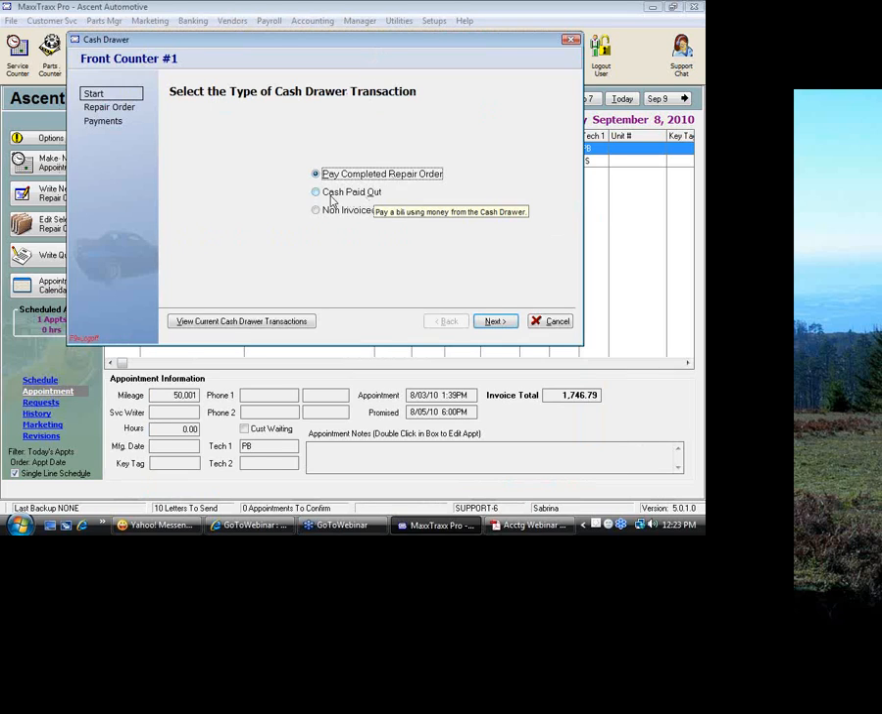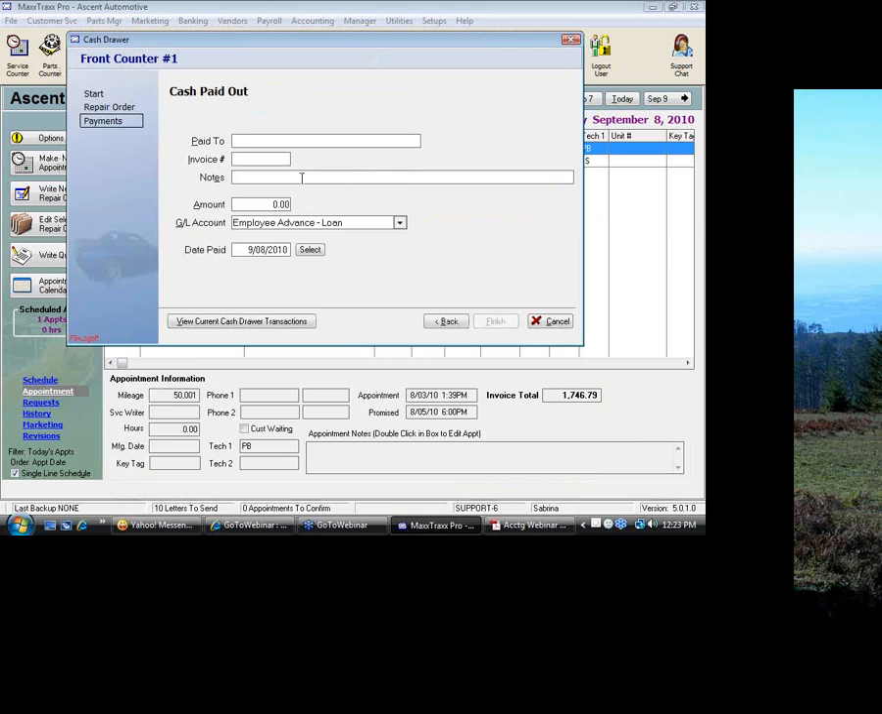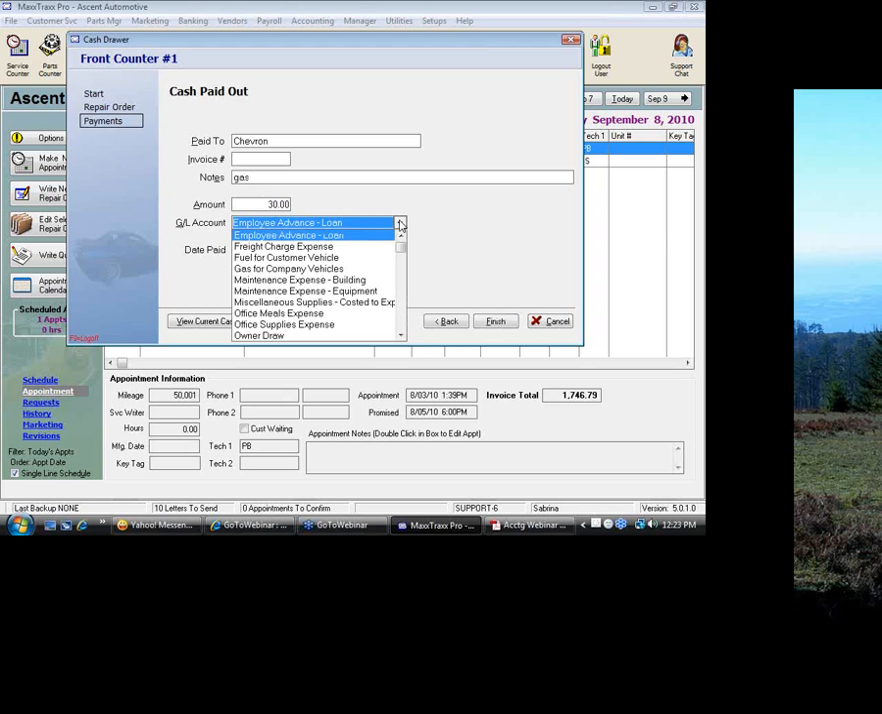Or if you do a cash payout, every time you pay to Chevron, if you're going to get gas for a vehicle, you put in the amount that you are putting in the vehicle, and you expense it. And again, this GL account is going to go to, let's say, fuel for a customer vehicle. It's going to go to an expense account automatically. And we're going to talk about that. But where it's coming from, it's coming from that 11,000 account, undeposited funds. Does that make sense, guys?